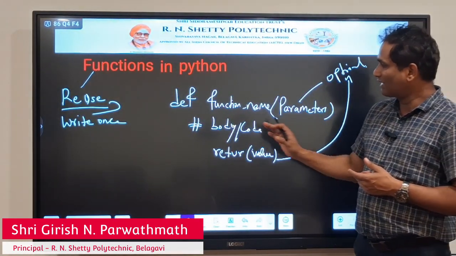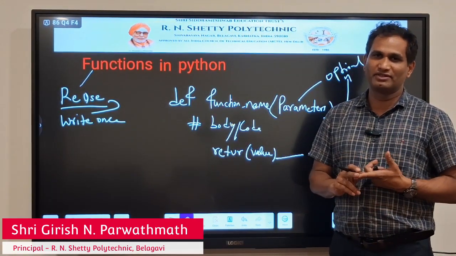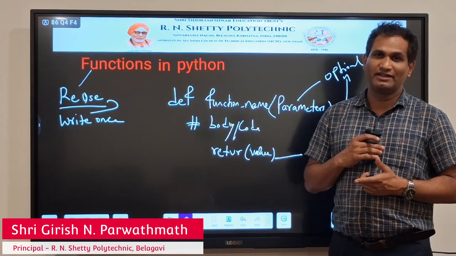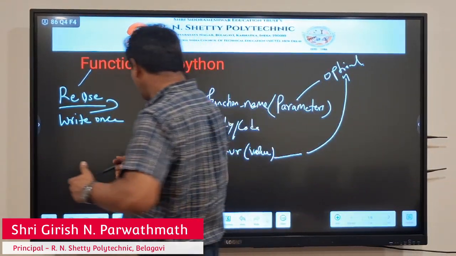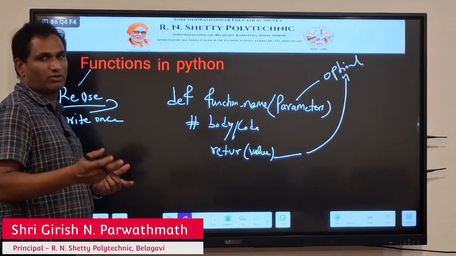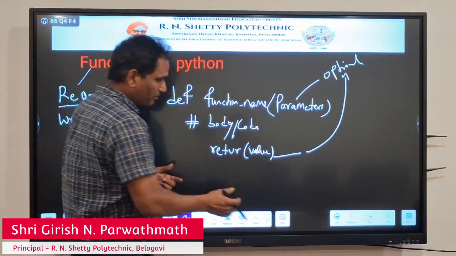Before writing an example, three things are very important: the declaration of a function, the definition of a function, and the calling of a function. If you do not call the function, it will not execute. That is the only thing here. So let's see some examples.